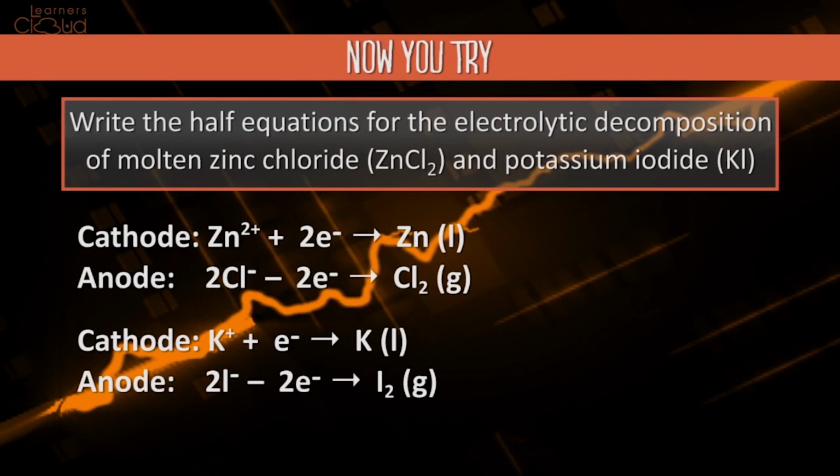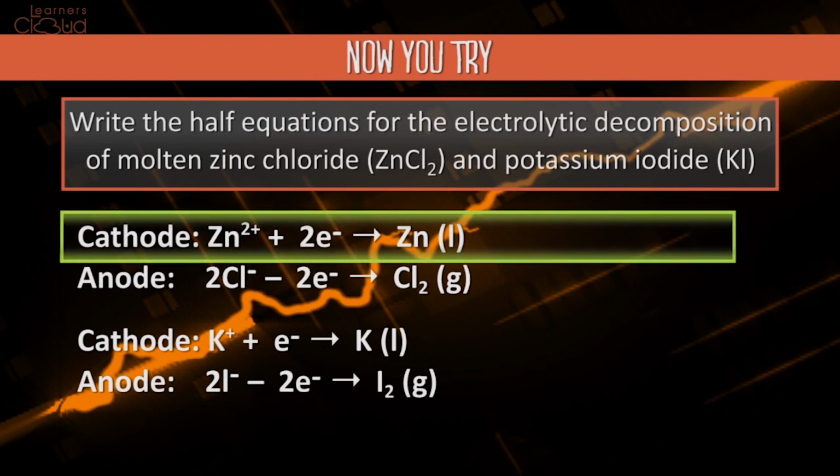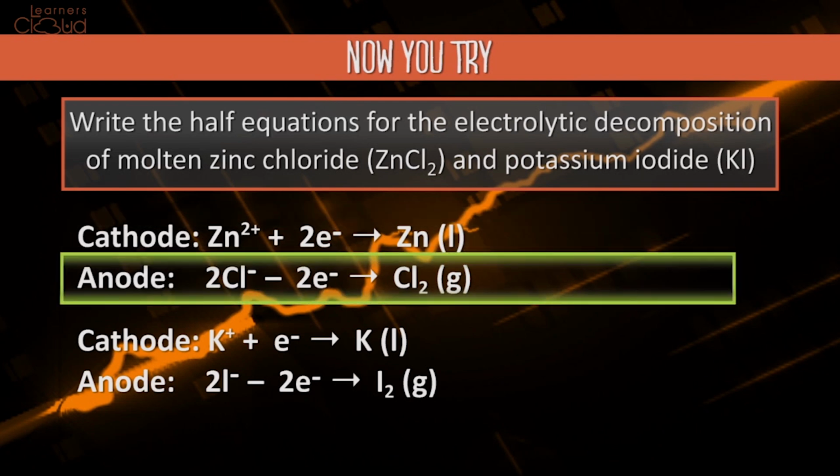So at the cathode, zinc is a metal, so therefore it gains electrons. It gains electrons, so therefore it is being reduced. At the anode, the chlorine loses electrons, so it is therefore oxidized.